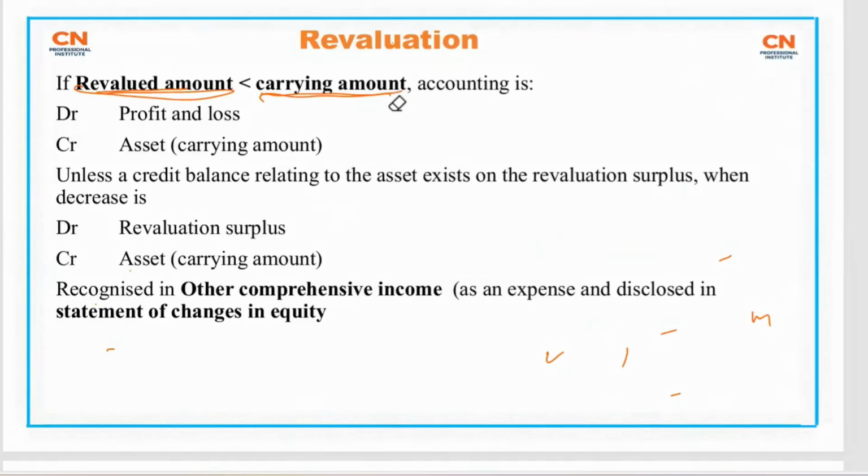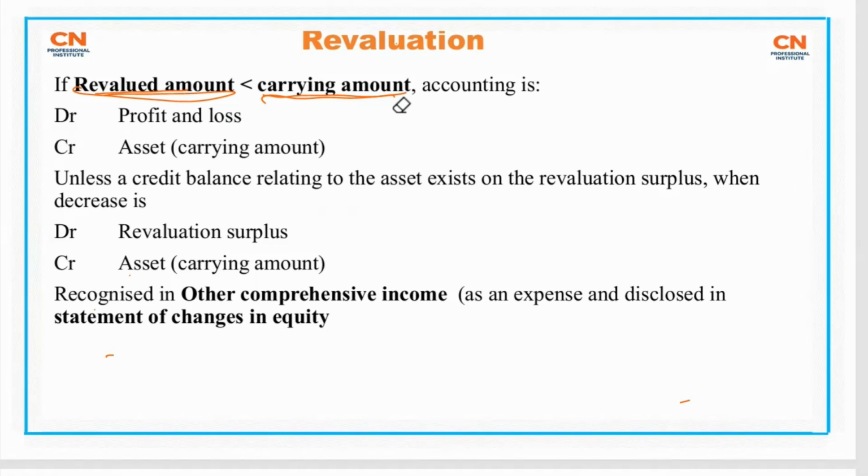Then you debit P&L, you credit the asset. So you record the loss in P&L. Then subsequently, if there's a gain, use the gain to clear the loss there. So if there's a gain subsequently, then credit P&L. So that's what we have here. Why did you debit P&L? Because it was a valuation loss for the first time and there's no balance in the revaluation surplus account.